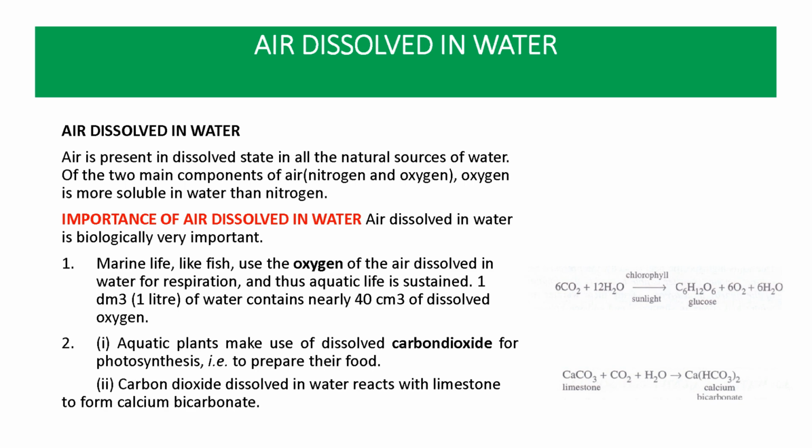One liter of water contains 40 centimeter cube of dissolved oxygen, and carbon dioxide is also dissolved in the water. Aquatic plants use dissolved carbon dioxide for photosynthesis, to prepare their food. Carbon dioxide dissolved in water reacts with limestone to form calcium bicarbonate. Here you can see the reaction of photosynthesis. You know very well, 6CO2 plus 12H2O in the presence of chlorophyll and sunlight forms glucose, C6H12O6.